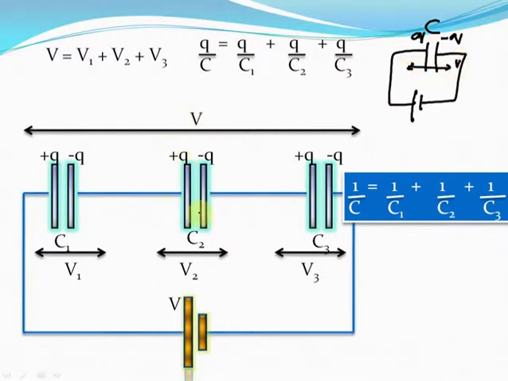So you can replace these 3 capacitors by this single capacitance such that this formula is valid. Of course, you have to remember this expression for the equivalent capacitance in a series circuit. It will be used again and again in so many objective type questions.